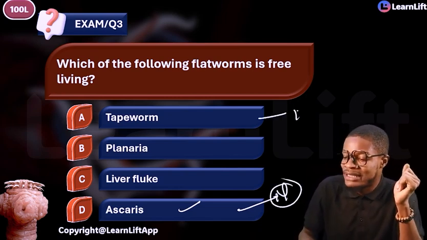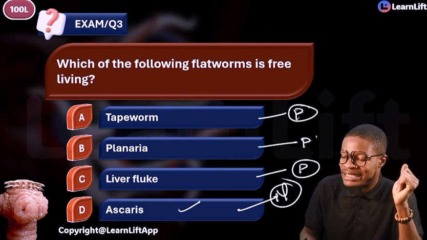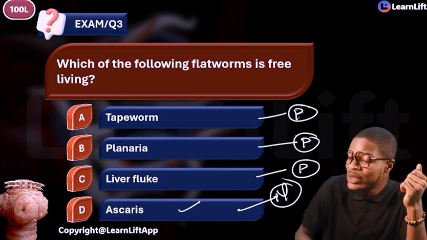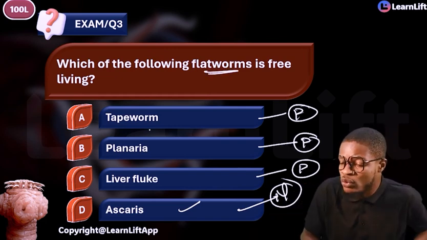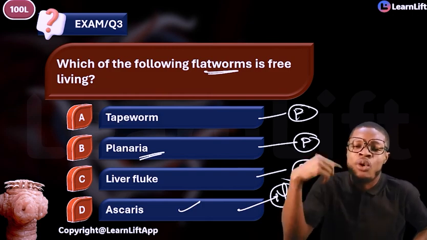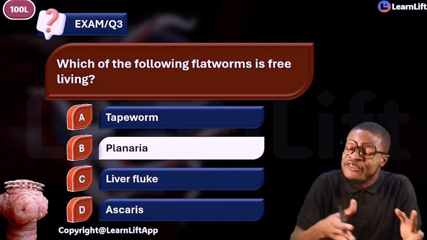Your tapeworm is platyhelminthes. Your liver fluke is platyhelminthes. Your planaria is platyhelminthes. Out of the platyhelminthes, now which are the flatworms? Which of them are free living? The ones that are free living are the planaria. That makes option B the correct answer. So planarias are the ones that are free living.